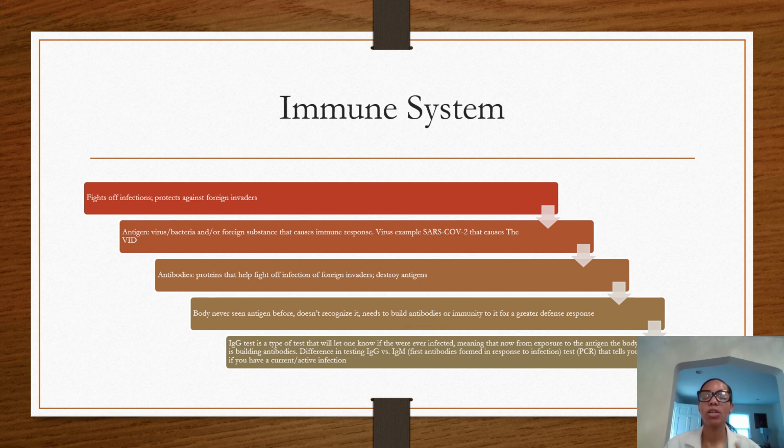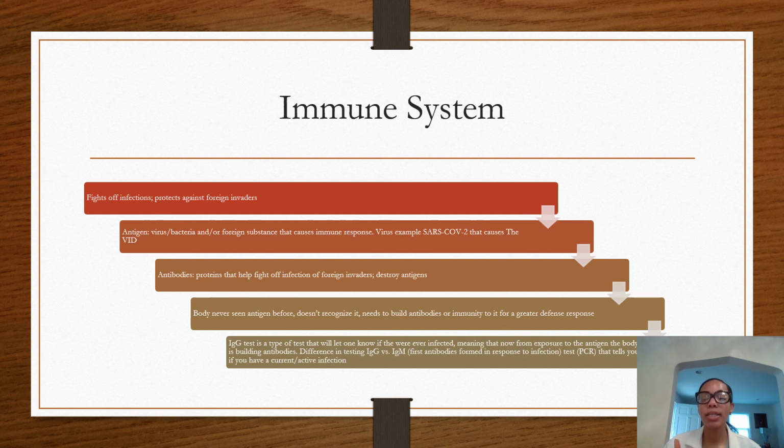Now the antibodies. Those are proteins that help fight off infection from foreign invaders and destroy the antigen. So there is a lock and key mechanism between the antigen and the antibody, okay? What we want is for our bodies to have antibodies able to fight off any type of antigens or foreign invaders. That's most important when we're talking about infections. If the body has never seen an antigen before and doesn't recognize it, it needs to build up the antibodies, or immunity, to get a greater defense response moving forward.